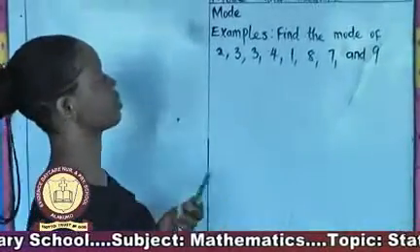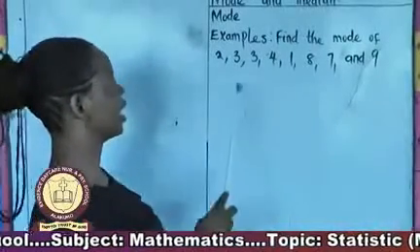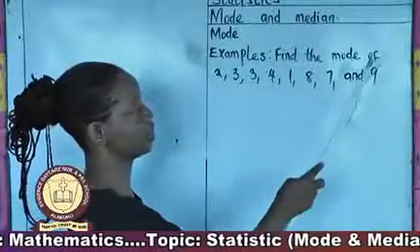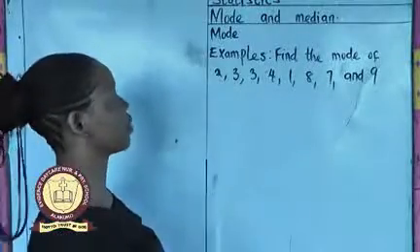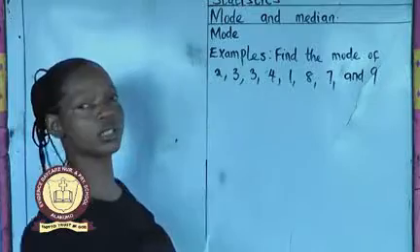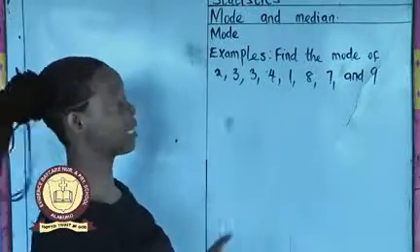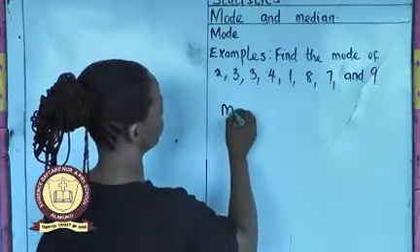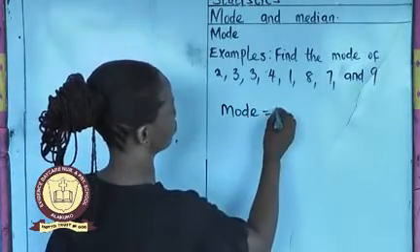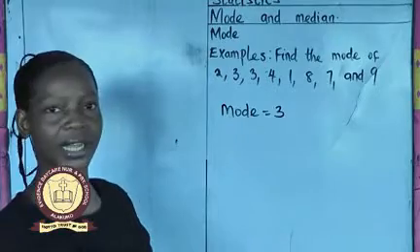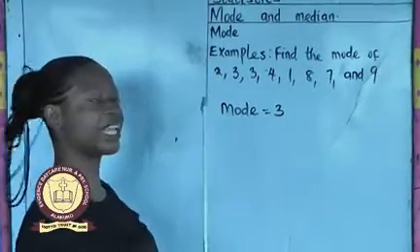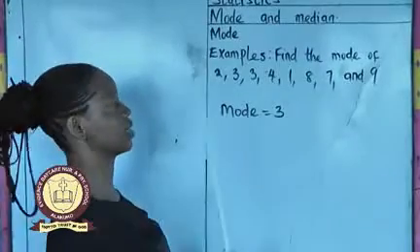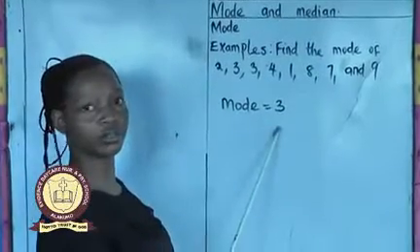Now, let's look at these numbers. We have 2 here, 3, 3, 4, 1, 8, 7, and 9. In this set of numbers, we can see that it's 3 that appears most, because 3 appears twice in this set of numbers. So our mode now is 3. Don't count the number of times that it appears, but just pick out the number that appears most in the set of numbers, and the number in this set of numbers is 3.